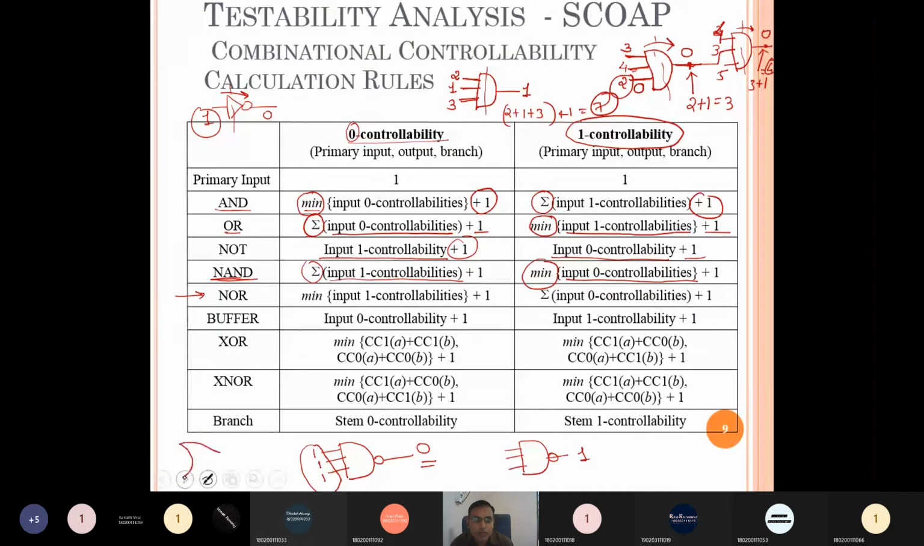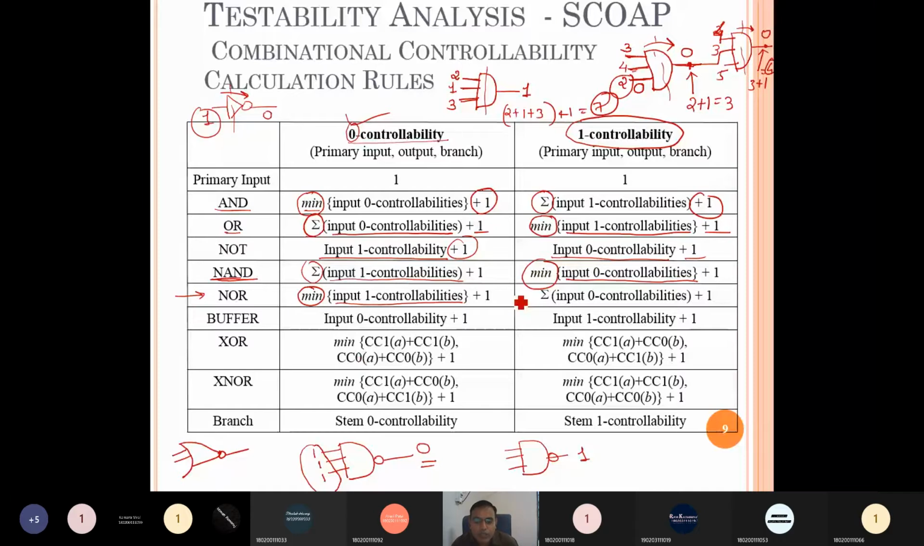For the NOR gate, can anyone tell me when we will get the output of the NOR gate as 0? Yes, if any one of the inputs is 1, it produces the output 0. So that's why it is a minimum. So the 0 controllability for the NOR gate is the minimum of the input 1 controllabilities plus 1.